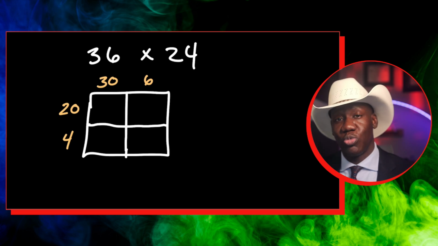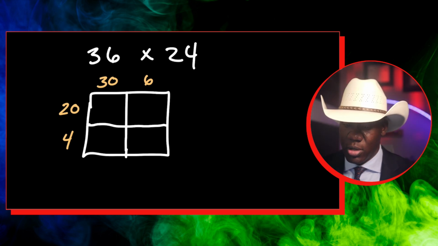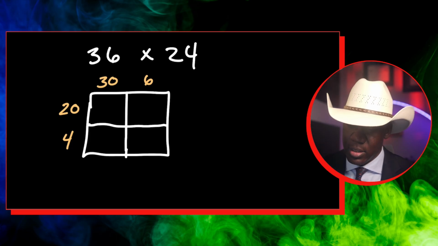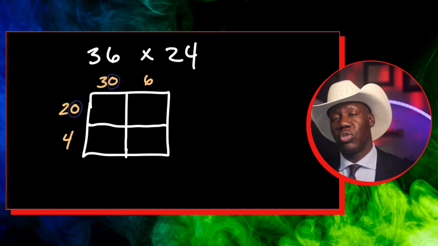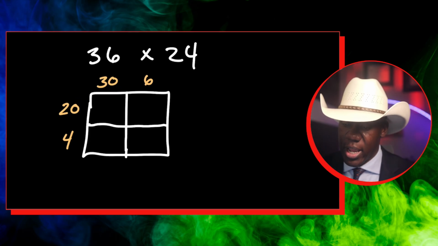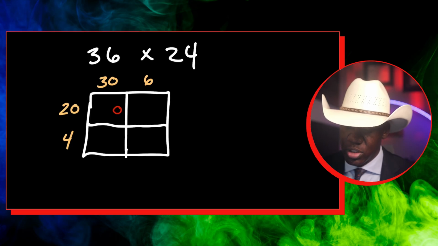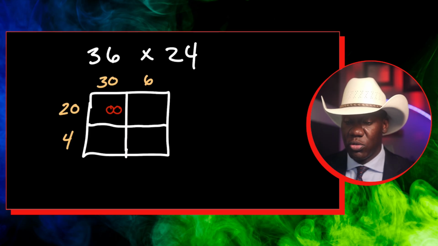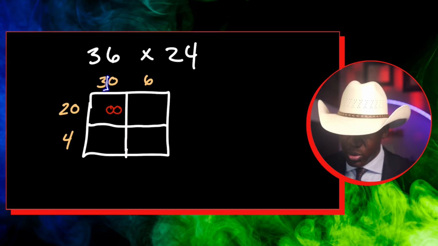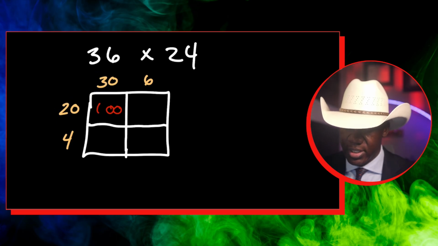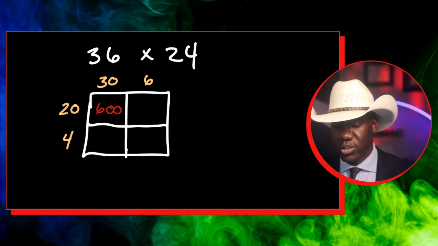Remember the trick I told you when multiplying numbers with zeros at the end. 30 has a 0 at the end and 20 has a 0 at the end. That's a total of 2 zeros at the ends of our factors. So we know that our answer for this section is going to have 2 zeros in it. And now that we've filled in those zeros, we're left with a 3 and a 2, and 3 times 2 is 6. So we got 600 for this section.